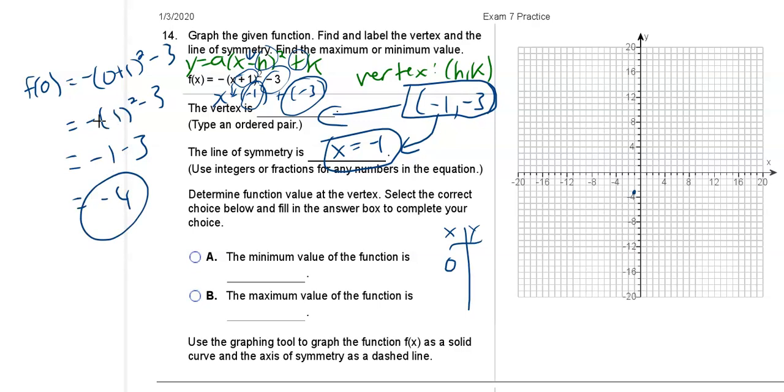Now be careful, again, order of operation. You do the exponent first. 1 squared is going to be 1, and then the minus sign just copies down. So it comes out negative 1 still. All right, and so we get 0 comma negative 4, which is going to be this point here.